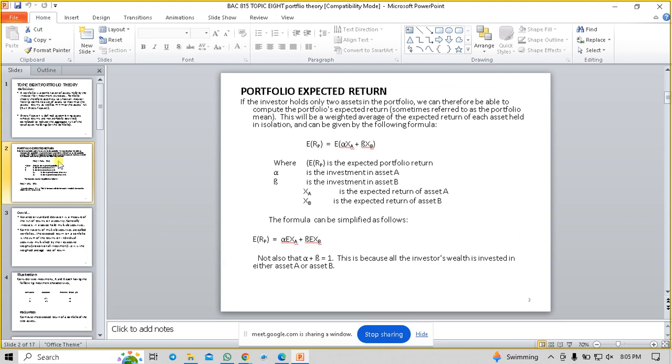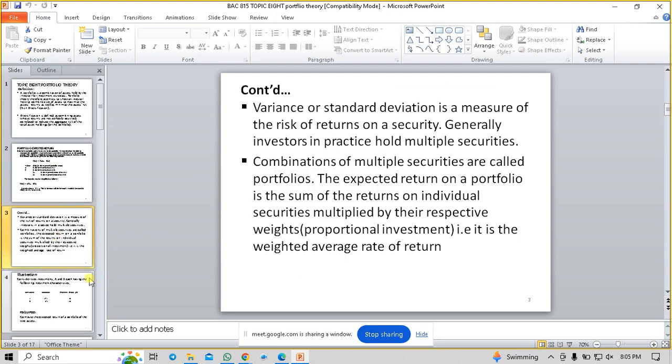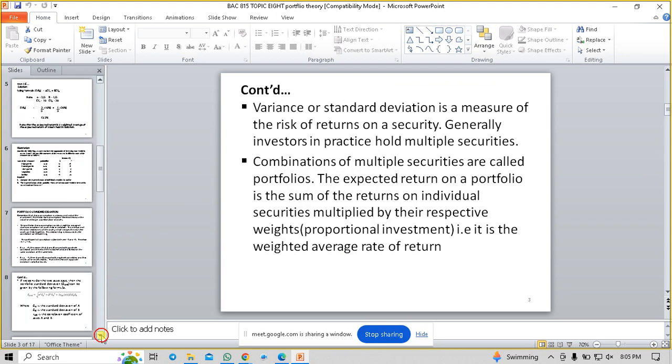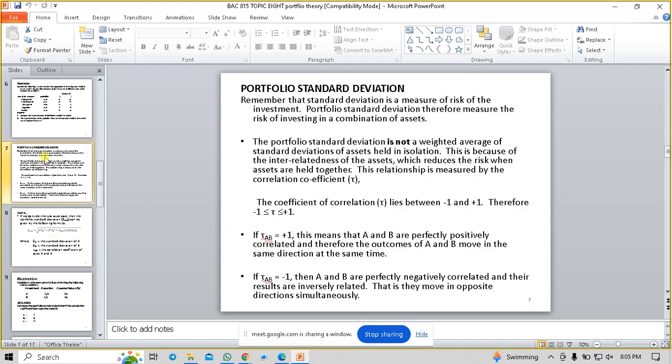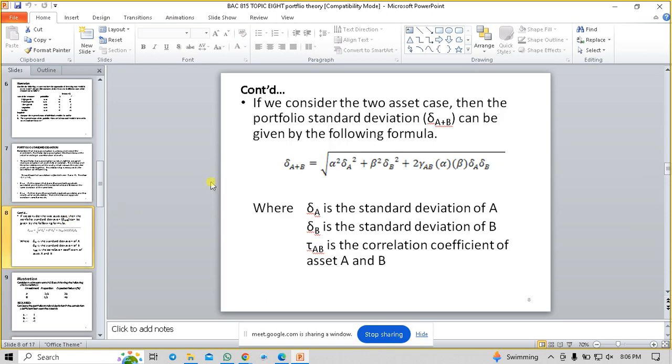So acha tuteremke tutafute hapa. Yeah, portfolio standard deviation. It's also known as portfolio risk ama portfolio variance of portfolio. So the formula iko hapa in your notes. This is the formula. It's in slide 8.